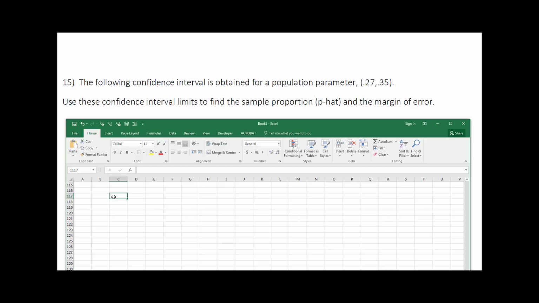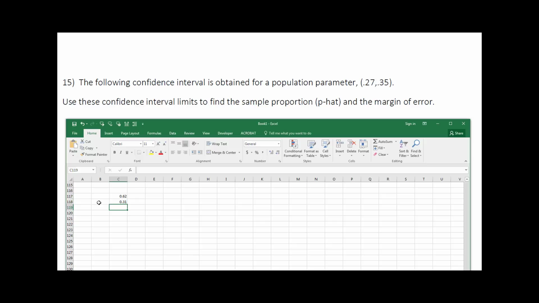Okay, so what we have to think about is when we calculate a margin of error, when we calculate a confidence level, we've got a point estimate that we're adding and subtracting the margin of error to. So our point estimate, or that sample p-hat, is dead center of 0.27 and 0.35. So what I'm going to do is I'm just going to add those two numbers up. And then, oops, let's try that again. Let's add them up. And then I'm going to take that number and divide it by 2. And so right in the dead middle of that is 0.31. So that's my sample proportion.